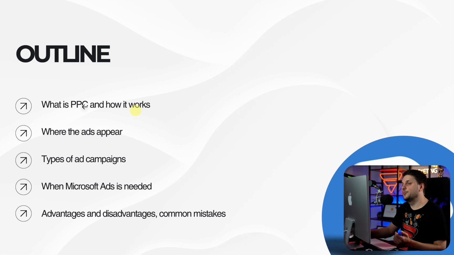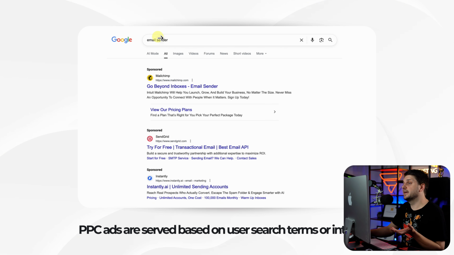So here we are. We will talk about what pay-per-click is and how it works, where the ads appear, types of ad campaigns, and also a couple of words about Microsoft Ads and especially where this is needed. And in general about pay-per-click advantages, disadvantages, and also common mistakes. So let's go. Here is an example of what PPC ads actually mean.